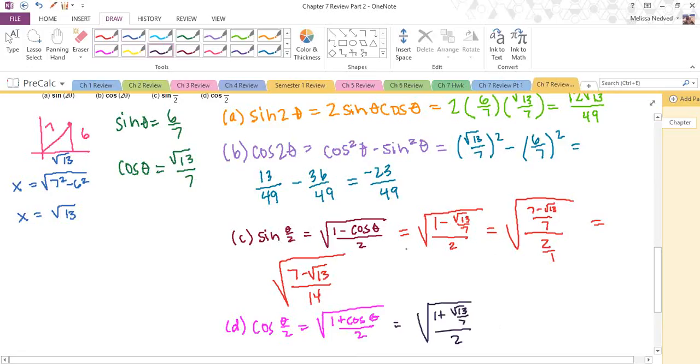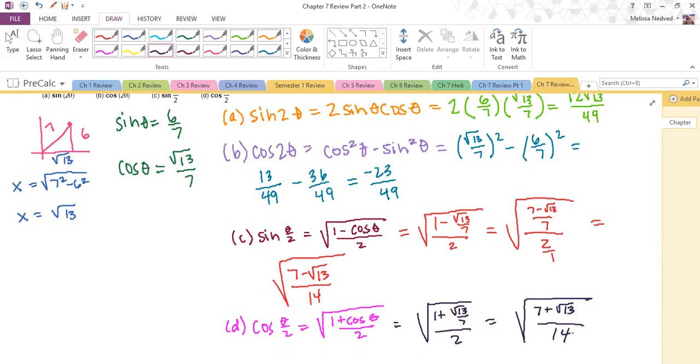Now, once I did my subtraction with 7 root 13, it didn't change, so I'm going to go ahead and skip to my last step here and just use that same formula from the last one, but write it with an addition instead of a subtraction. So 7 plus root 13 all over 14. Square root of all of that. Take your time on these. If you have any questions, let me know.